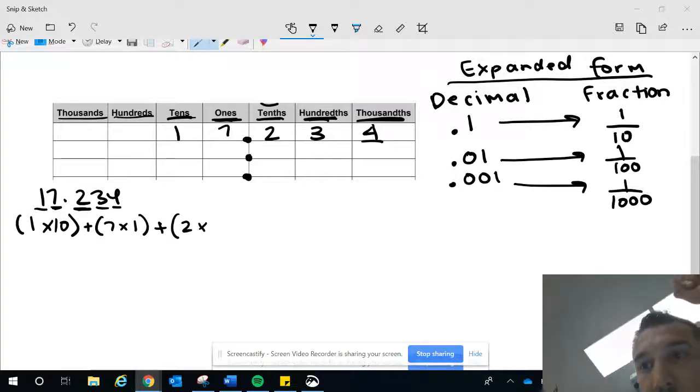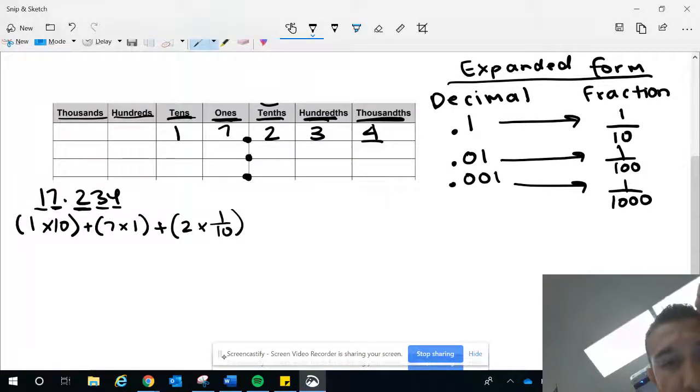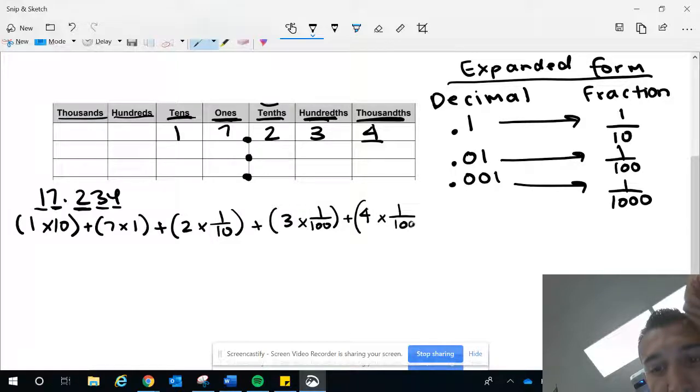Sorry guys, I had an interruption real quick. So if I have 2, let's go back to this. I'll multiply 2 times 1/10, right? Because it's in my tenths spot. The next one is 3 times what place value? It's in the hundredths, 1/100ths. The next one is 4 times 1/1,000ths, because my 4 is in my thousandths spot, right?